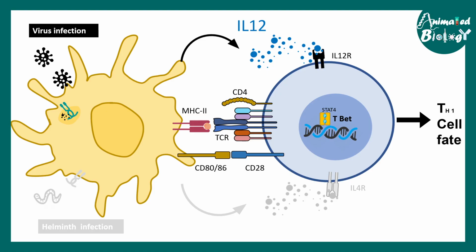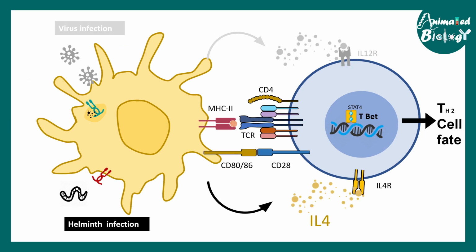So there are MHC and TCR related interactions. There are CD80, CD86 and CD28 interactions which are crucial for T cell activation. But alongside that, the polarizing cytokine IL-12 leads to the activation of the Tbet gene, or Tbet is the master regulator which is getting upregulated in this process, and this would drive the cellular fate towards the Th1 cell.